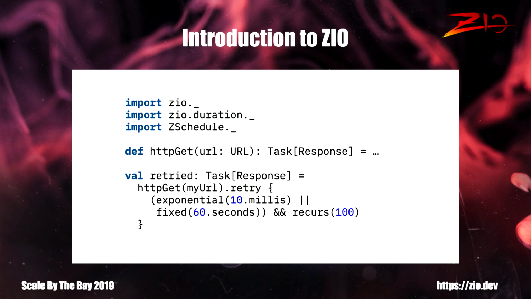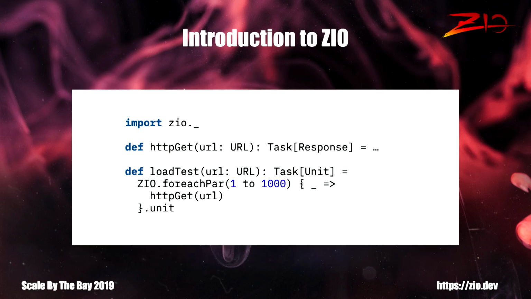In this case, our retry policy does exponential fall off, starting from 10 milliseconds and then going to 20, then 40, then 80, and so forth. Once that reaches more than 60 seconds, it's going to fix spacing between the retries to 60 seconds, and it's going to do all of that up to a maximum of 100 times.